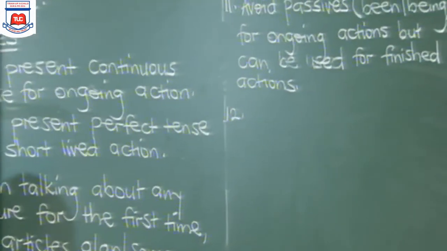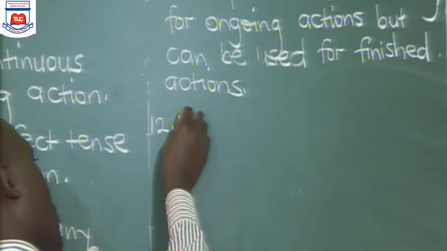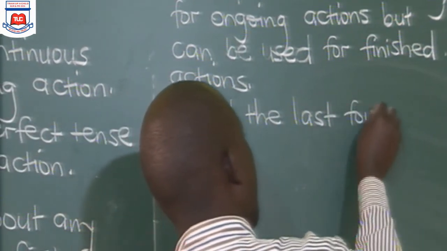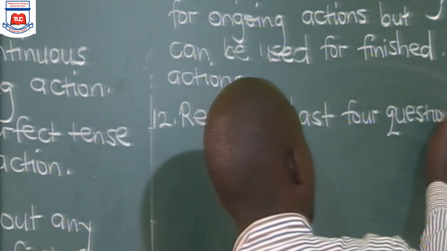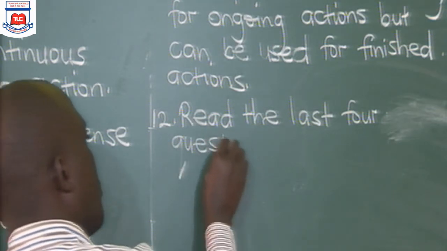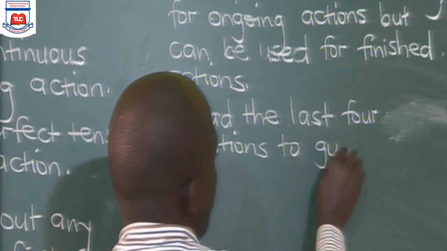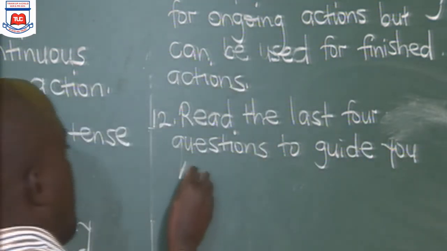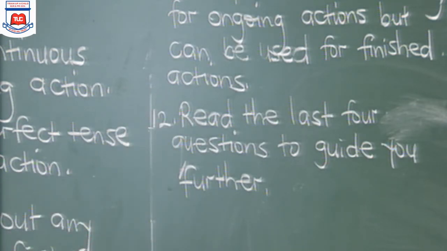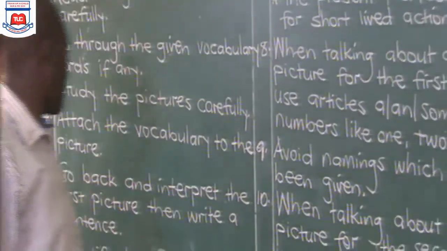After that, we must make sure that we read the last four questions to guide us further. Why are you supposed to read these last four questions? Because some of them have sentences which you are supposed to construct here. Go back and interpret the first picture, then write a sentence. So some of the last four questions have sentences which you are supposed to use here, so they help you.